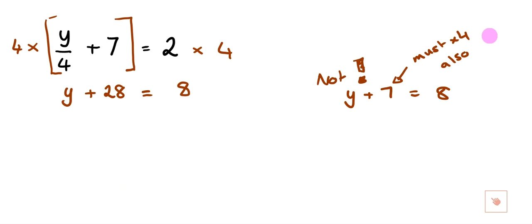So it's good. What do we do at this next stage then? Minus 28. Minus the 28. And we get y must equal negative 20. Is that happy with that one, Bundy? Did it make sense? Yes.